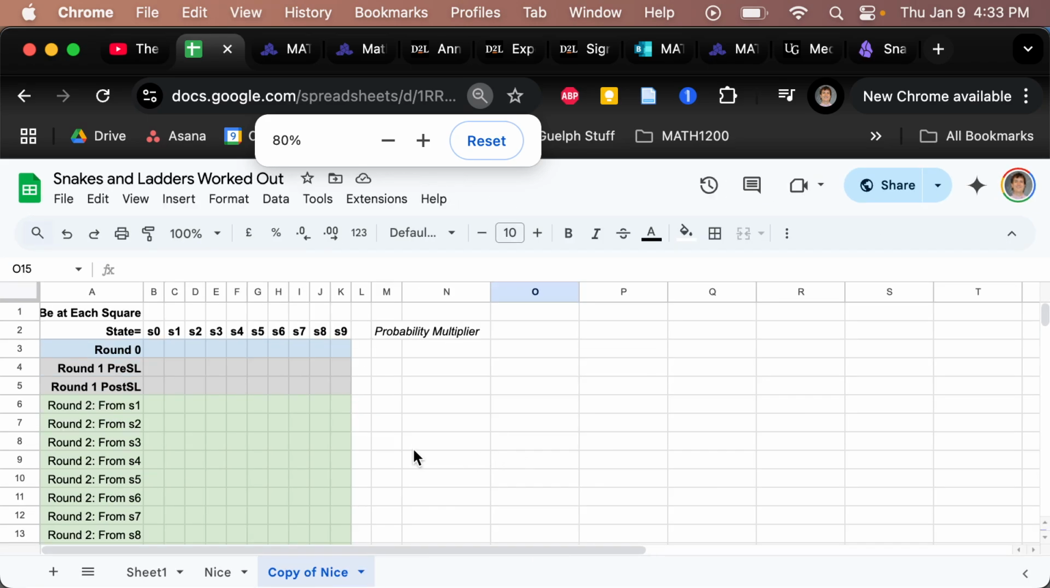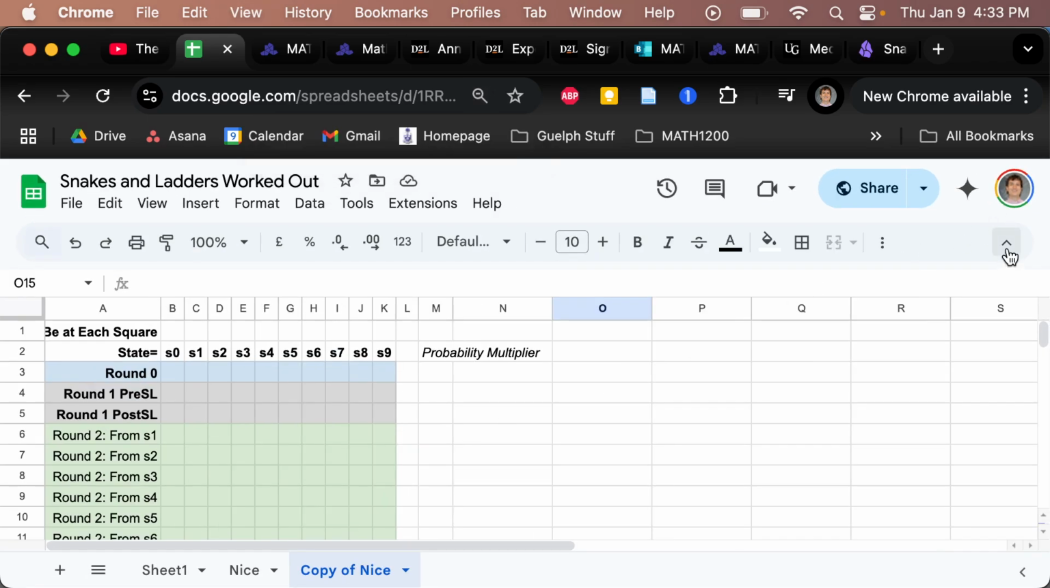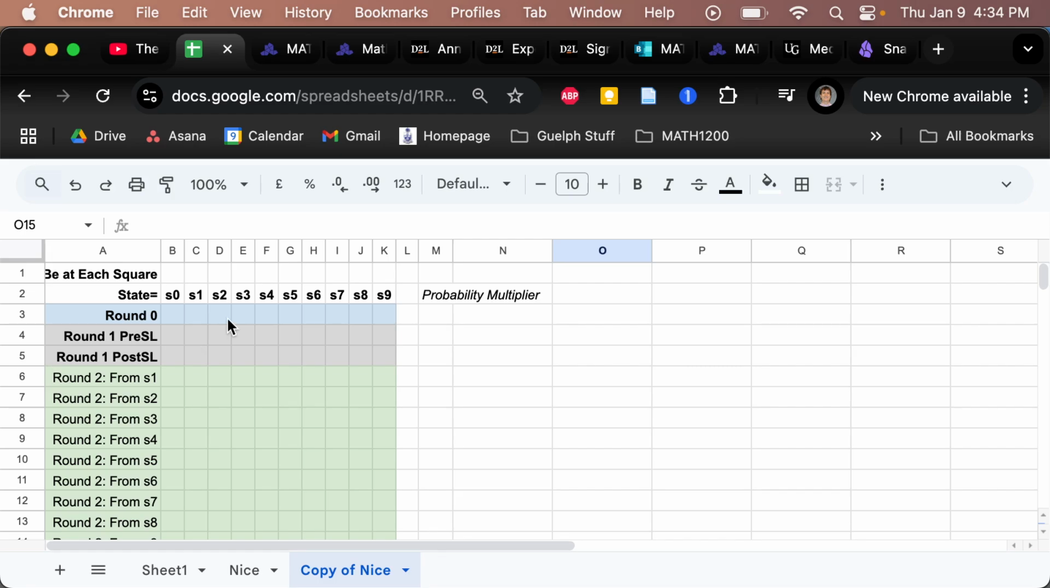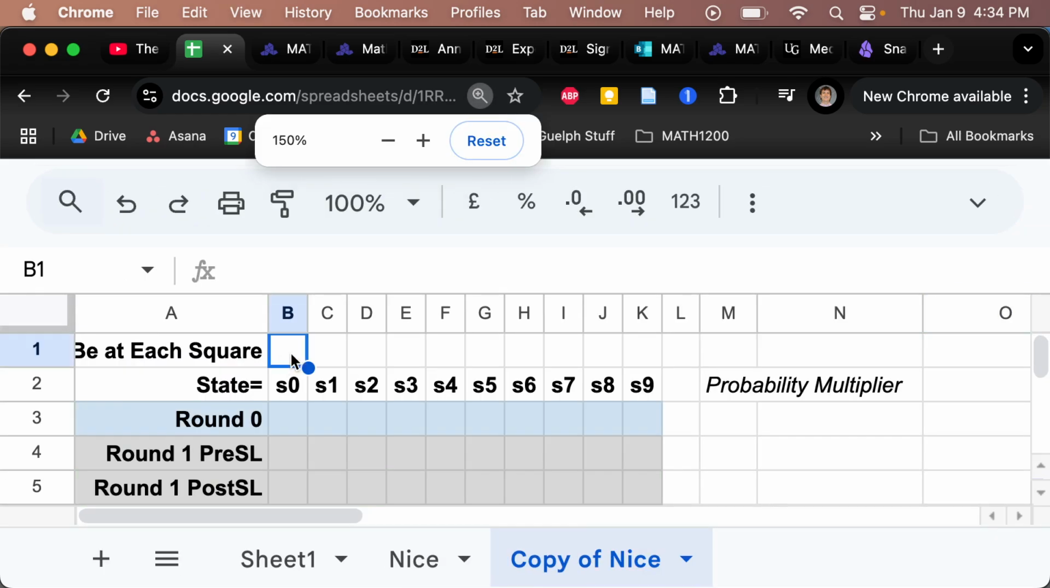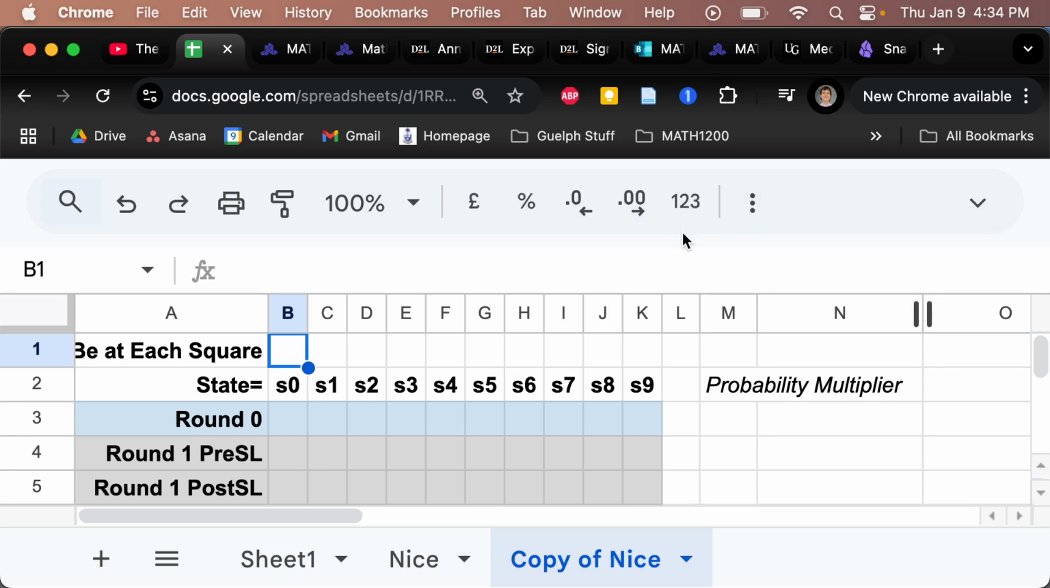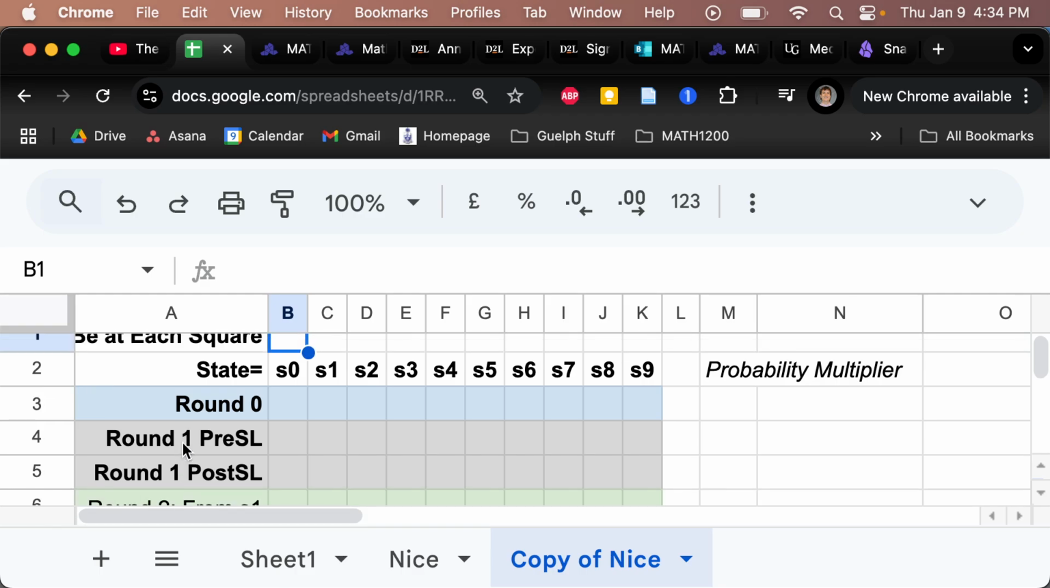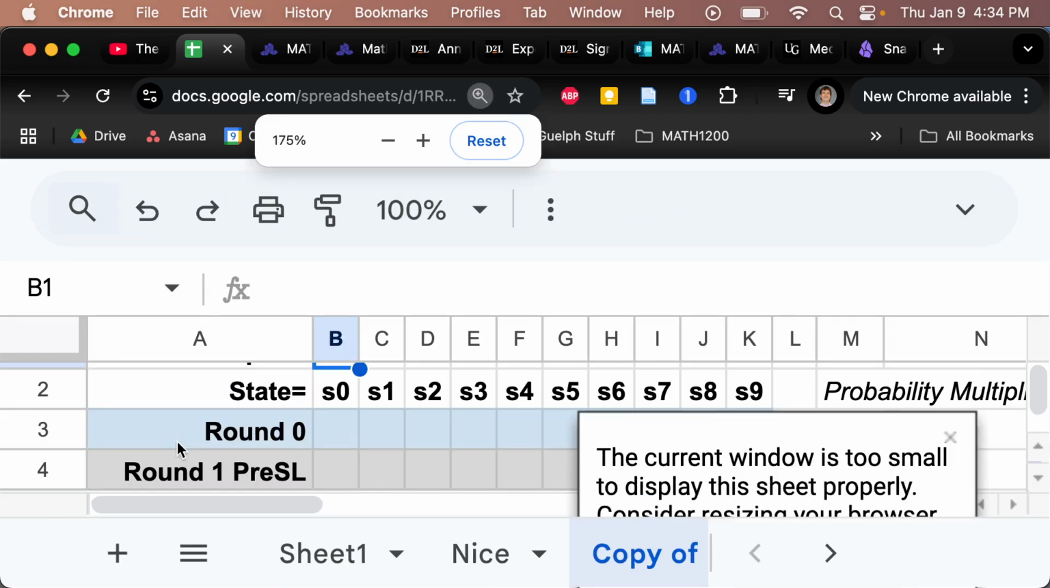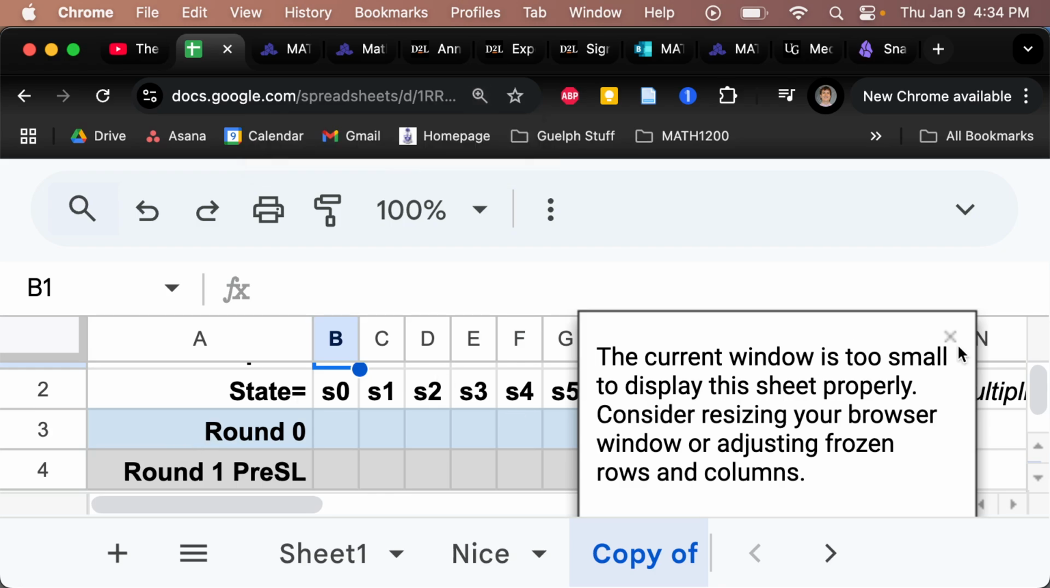Okay, let me see if I can find a way to make this look good. Okay, so here is my spreadsheet, and I have tried to zoom in the right amount. Can I make these any different? Okay, hopefully that's visible. Oh, the current window is too small.